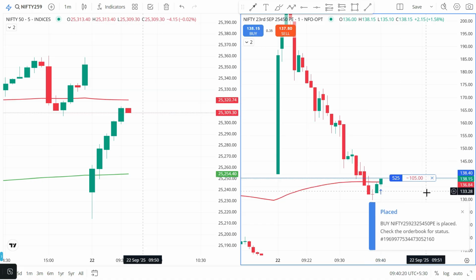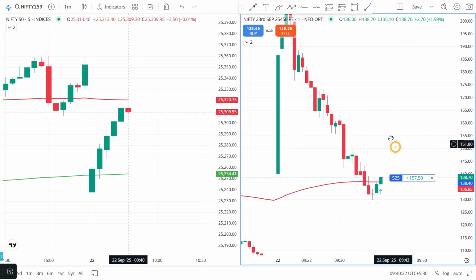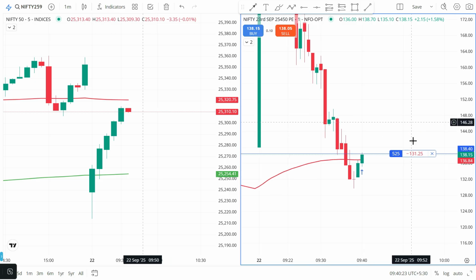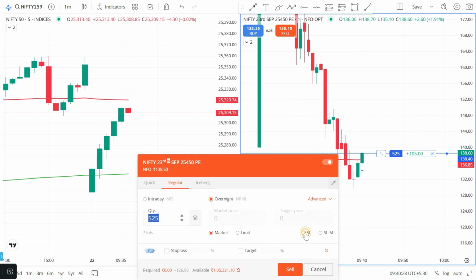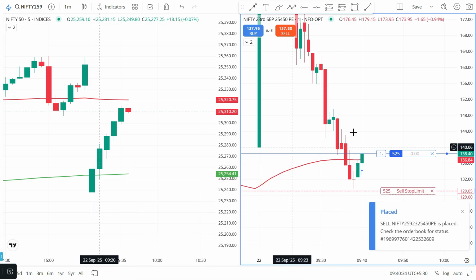You can see I just entered. Let me place my SL, then I'll give you the analysis behind the trade. Below, I'm placing my SL. You can see this is creating a morning star pattern and breaking the 200 EMA. That's why I entered, and I'm placing the SL below this morning star pattern.